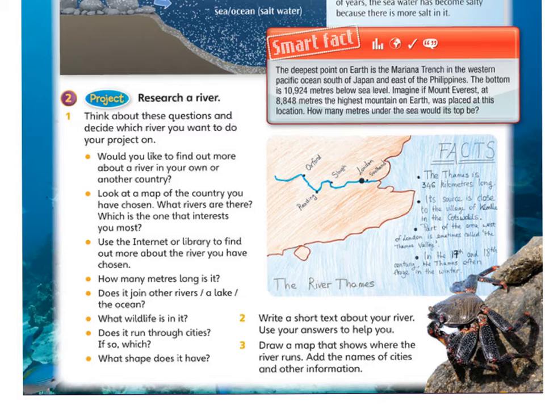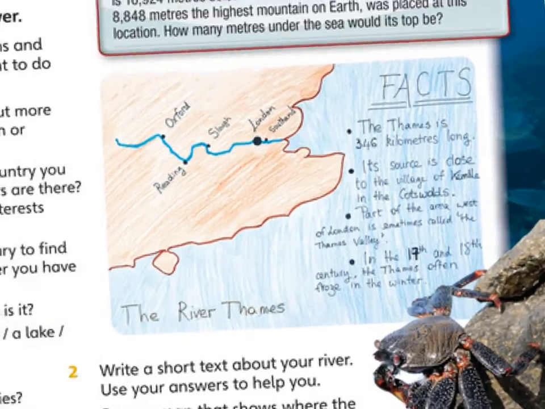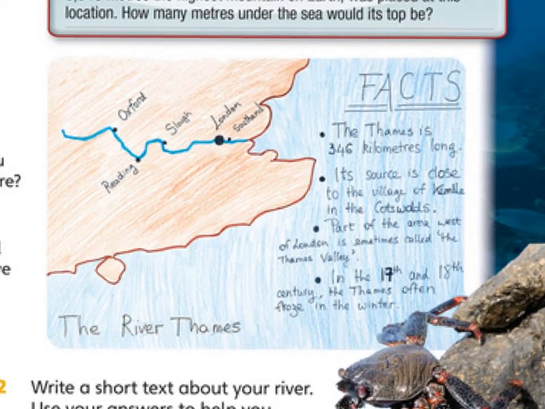You're going to show it on the webcam so I can check that you did it, and also you're going to read the information to your friends. Let's pay attention to the example. Here the title says the River Thames, and here we have a map drawn by hand, and it has the names of the cities that it runs through.